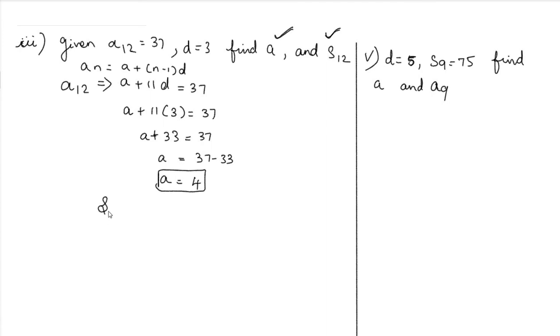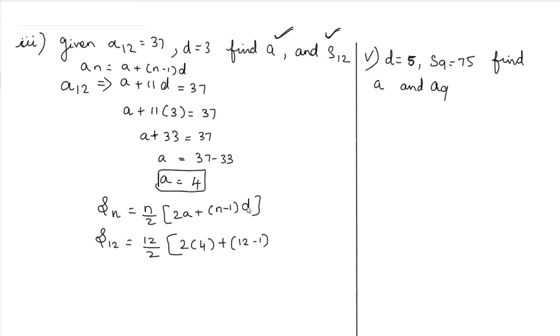S12, that is Sn, is equal to n by 2 into 2a plus n minus 1 into d. So S12 is equal to 12 by 2 into 2 into 4 plus 12 minus 1 into 3. So 2 1s are 2, 2 6s are 12. So 6 into 8 plus 11 into 3, that is 6 into 8 plus 33.